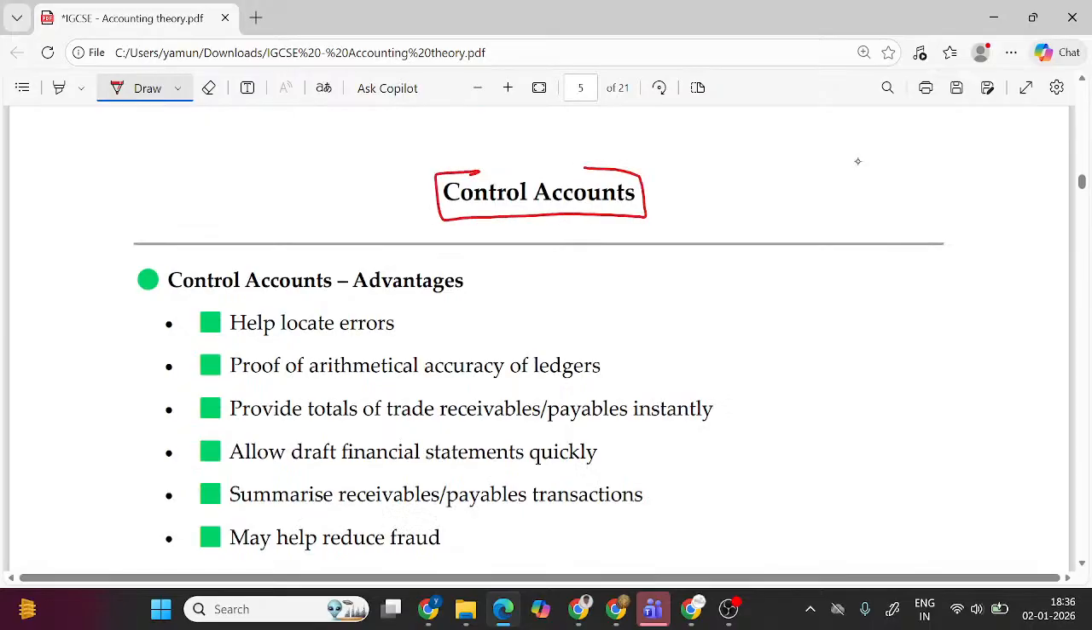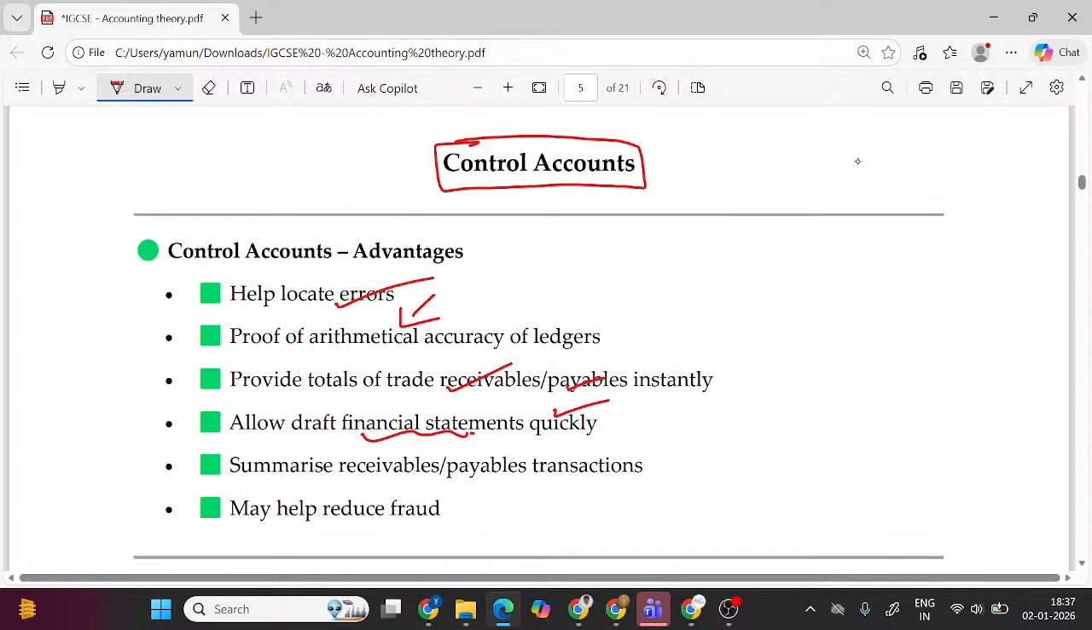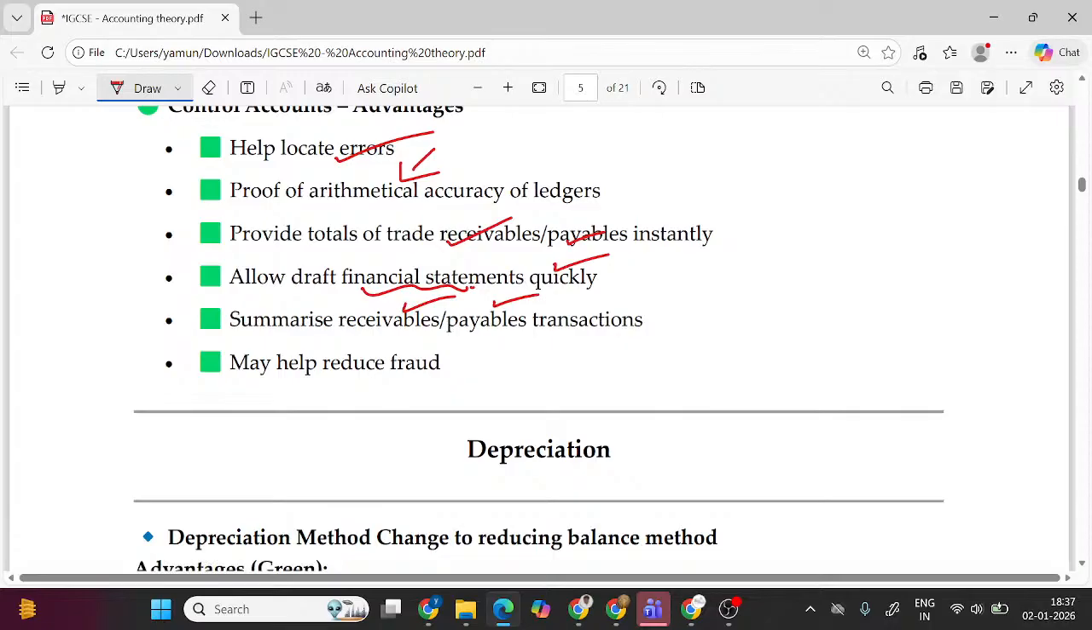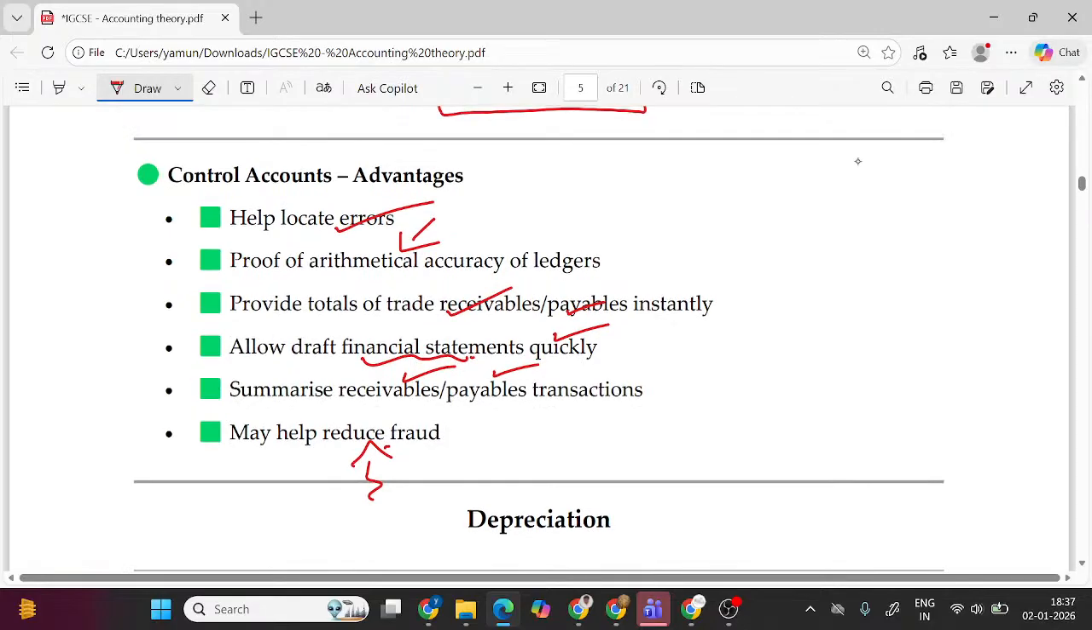Let us go for next content, control accounts. Control accounts help us to locate the errors, proof of arithmetical accuracy of ledgers, provides total of trade receivables or payables instantly. Not only that, it allows to draft financial statements quickly. It summarizes the receivables and the payable transactions and may help to reduce fraud. See, how can you remember this control accounts point is, here you can find this fourth point, allows to draft financial statements quickly. So what are the advantages you have for financial statements? Almost everything you can list over here, right?